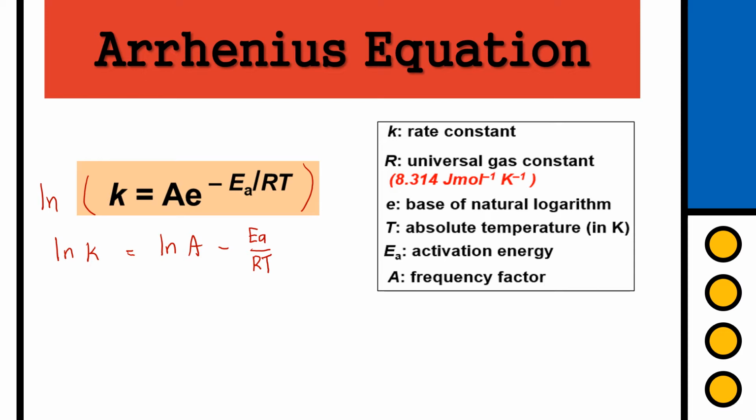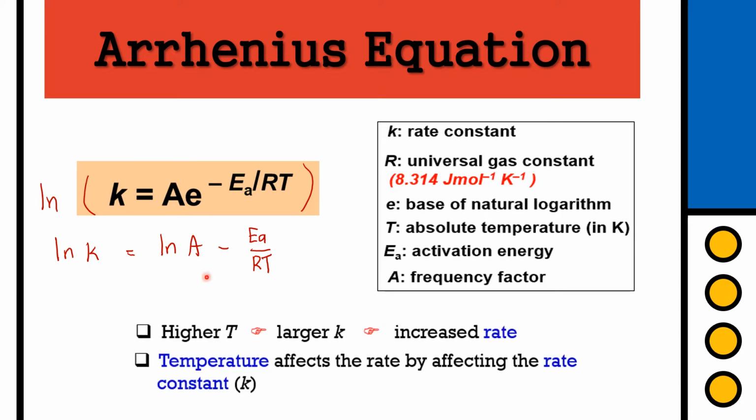So now, what can we get from this Arrhenius equation? At higher temperature, you will get a larger K. A larger rate constant shows that the reaction rate will increase, meaning the temperature affects the rate by affecting the rate constant. As we increase the temperature, it affects the rate constant, and it affects our rate of reaction. So you need to make sure that you memorize these two equations: the initial Arrhenius equation, and then the second one here.